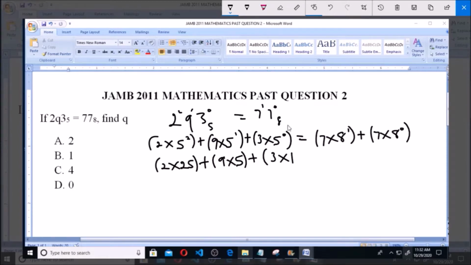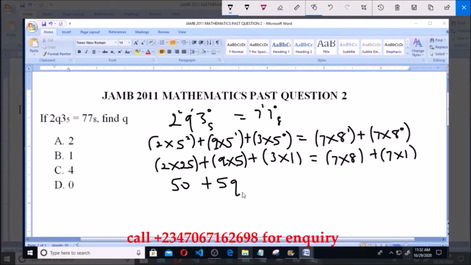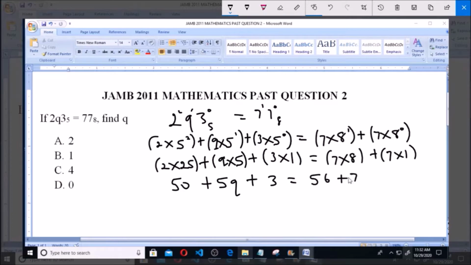5 raised to the power of 0 is 1. Any number raised to the power of 0 is equal to 1. And it's equal to 7 multiplied by 8 plus 7 multiplied by 1. 8 raised to the power of 0 is also 1. So here we have 50 plus 5q plus 3 is equal to 7 multiplied by 8, which is 56, then plus 7.